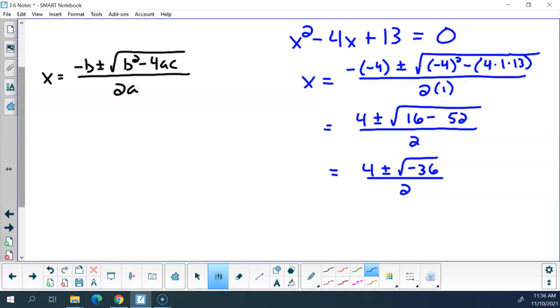Do I like the square root of -36? No, what do I like instead? i times the square root of 36. And what's the square root of 36? 6. So what do I like instead? 6i. 6i. Yep.